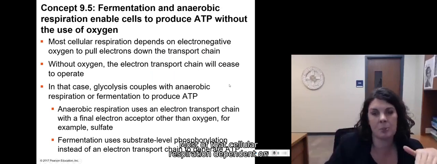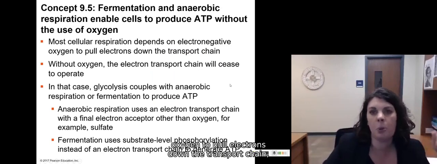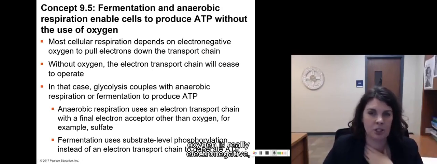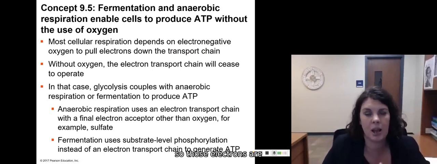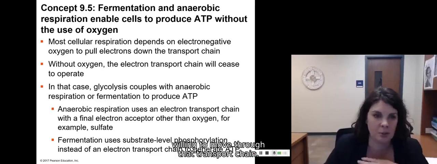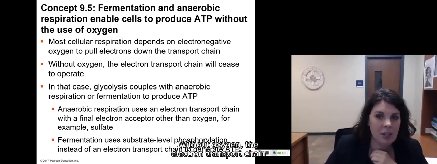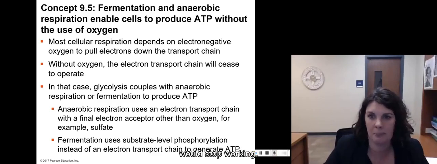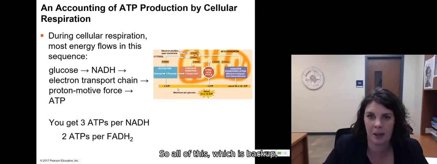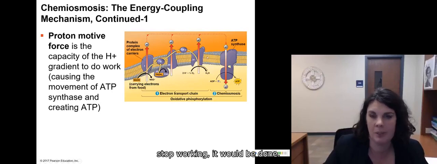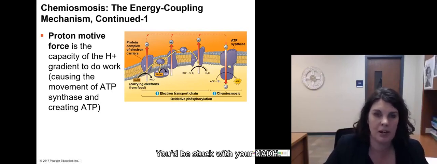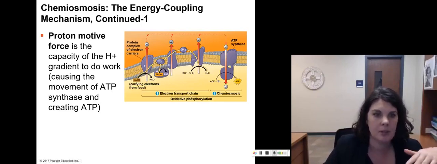Okay, most of that cellular respiration depended on oxygen to pull electrons down the transport chain. Oxygen is really electronegative, so those electrons are willing to move through that transport chain. Without oxygen, the electron transport chain would stop working. So all of this would just back up. It would fill up, electrons would stop moving, it would be done. You'd be stuck with your NADH.